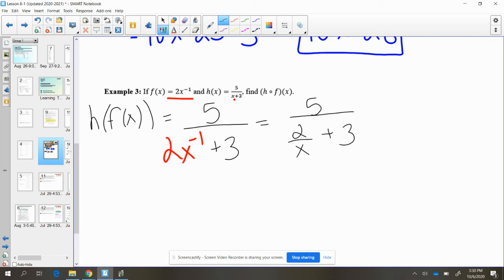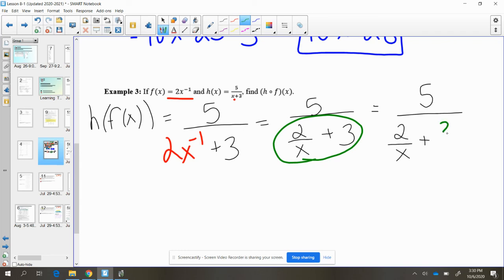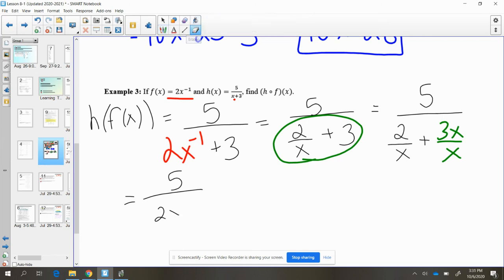Now I'm going to kind of ignore the numerator for a second, and I'm going to focus on this denominator because what I need to do to be able to simplify this is to get a common denominator in my denominator, which sounds kind of funny. And that common denominator is actually going to be x, right? So what we're going to do is change the 3 to be 3x over x, because now we have a common denominator that will allow us to write this as one value, which is 2 plus 3x all over x.